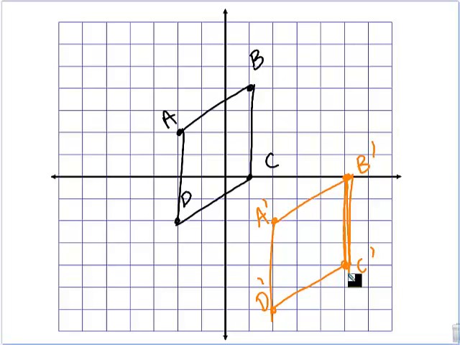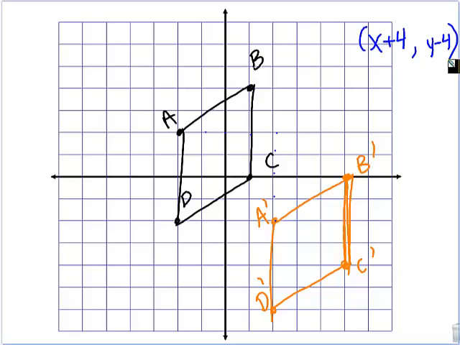Count. Where do we start, though? Yeah, we have to start with the original ones, and we have to count to the prime ones. So for here, I go 1, 2, 3, 4 to the right. So that means we're doing x plus 4, and then 1, 2, 3, 4 down, y minus 4. Make sense?